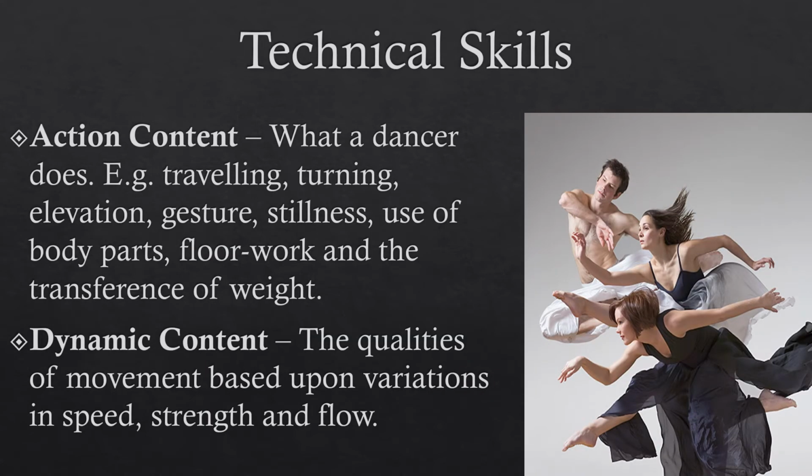So here are the 2 we're going to look at today. We have action content and dynamic content. Here are the definitions for you. Action content is what a dancer does. That is really short and really simple, and they've also added some examples, so travelling, turning, elevation, etc. Then we have dynamic content, which is defined as the qualities of movement based upon variations in speed, strength and flow.